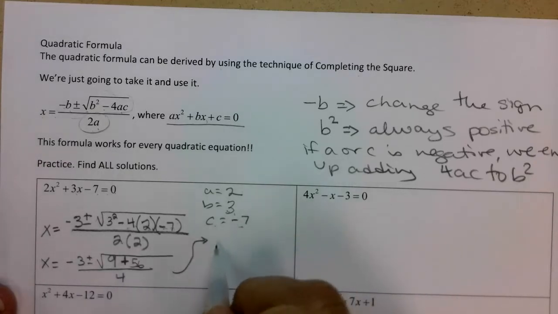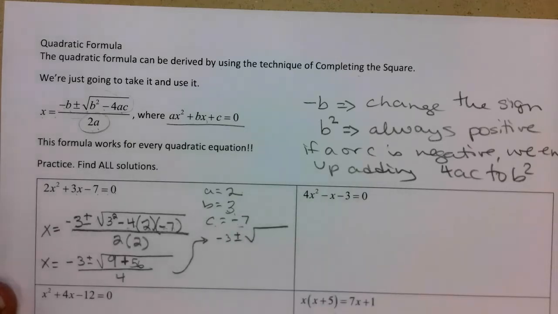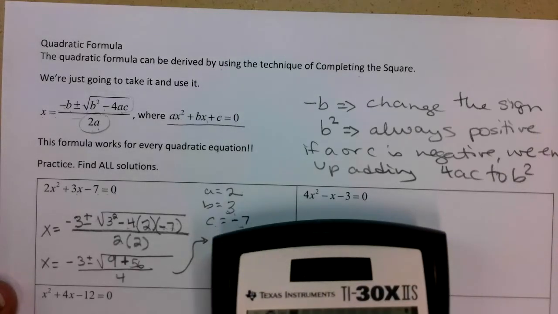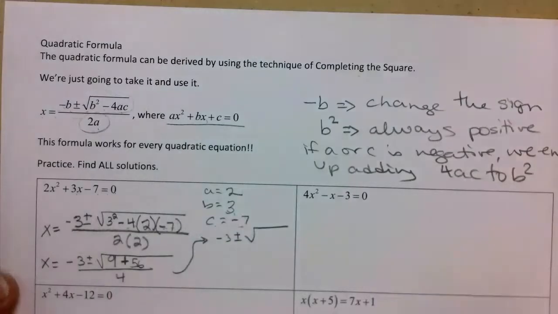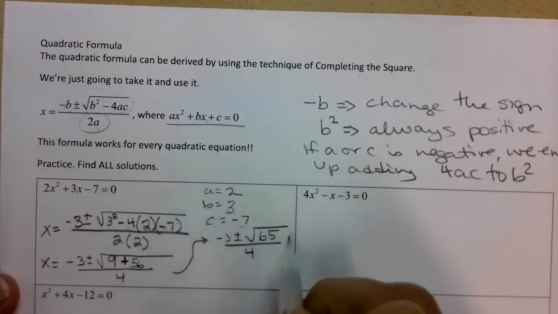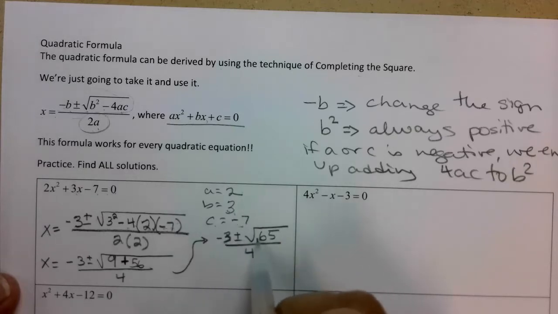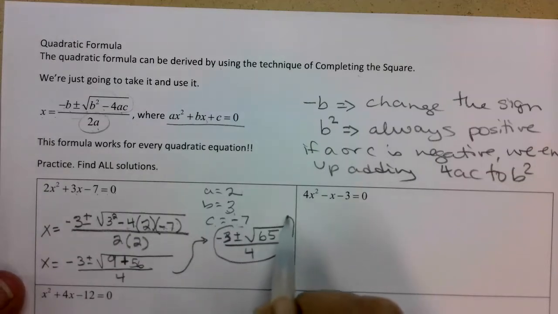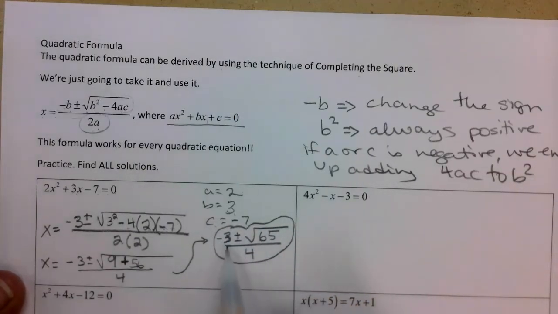So x is negative 3 plus or minus square root. What do we have there? 9 plus 56 is 65, all divided by 4. Now, just a quick look, 65 does not have any perfect square factors, so I'm just going to leave it there. There are 2 solutions hiding in there: negative 3 plus square root 65 all over 4, and negative 3 minus square root 65 all over 4.